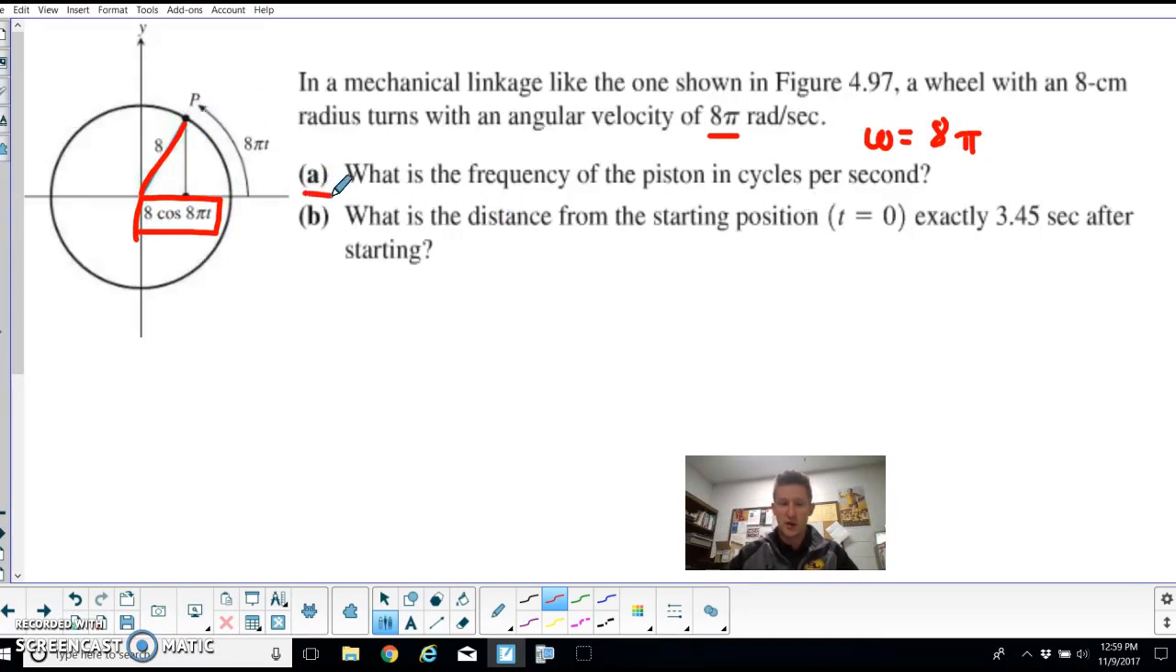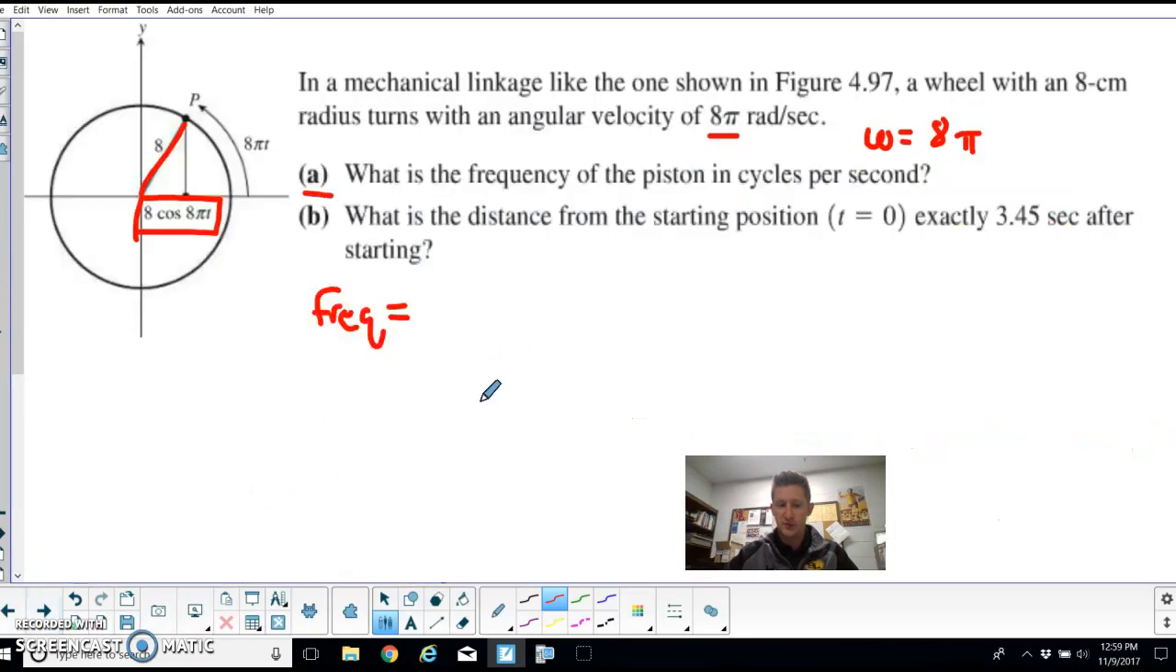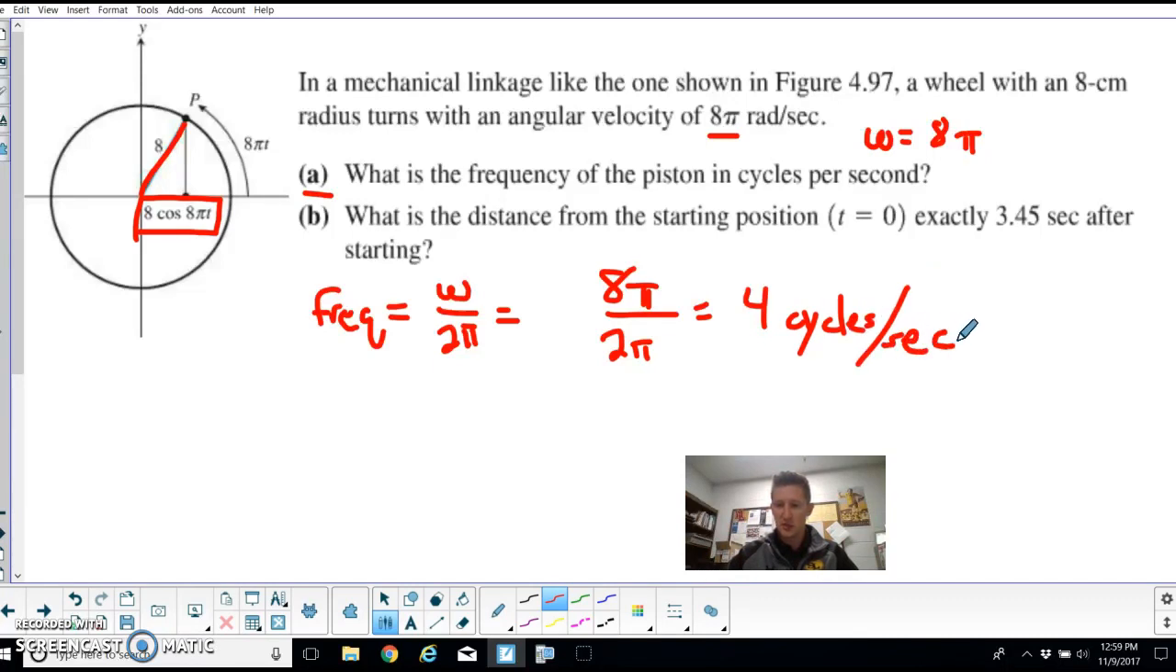We're asked, what is the frequency of the piston in cycles per second? If you remember from the slide above, frequency is equal to omega over 2 pi. Whatever omega happens to be, we divide that by 2 pi, and that gives us our frequency. For this problem, omega was 8 pi, and 8 pi divided by 2 pi equals 4. So this piston is going to make 4 cycles per second.